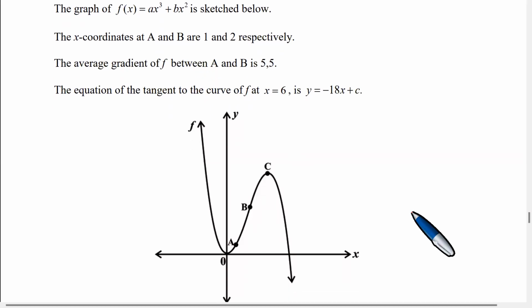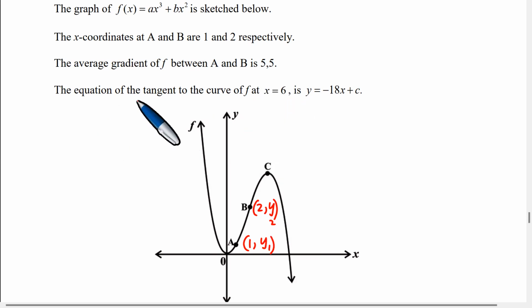This kind of information is very crucial. So you have the x coordinates, in other words, you have the A and you have the B. A has the x coordinate 1, B has the x coordinate 2, and then you have y here and y here. So this is 1 and that is 2. The average gradient between A and B is 5,5.